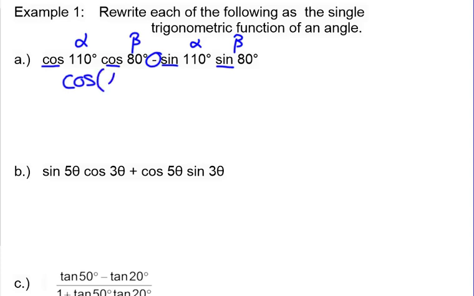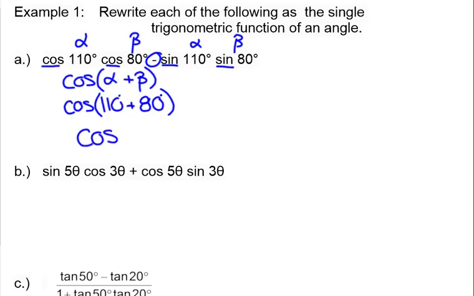So this identity would be cos of alpha plus beta. Well, our alpha is 110 degrees and our beta is 80 degrees. So if we were to write it as a single trigonometric function, this would be cos of 190 degrees. If we wanted from there, we could figure out the actual value of that. And if we typed cos of 190 into our calculator, we would get negative 0.9848.